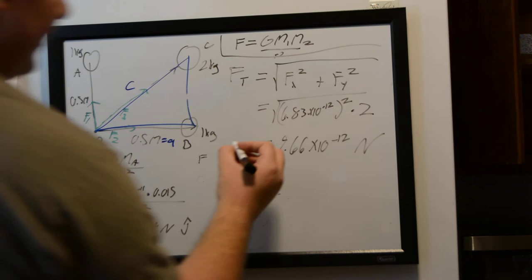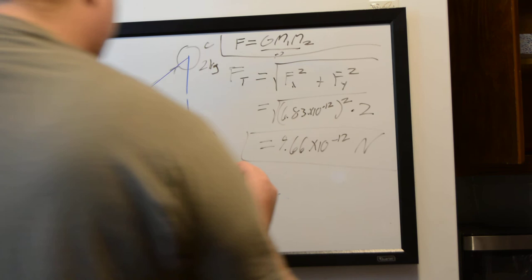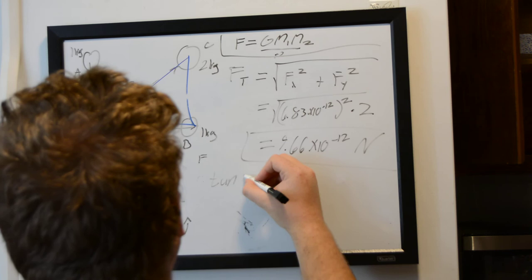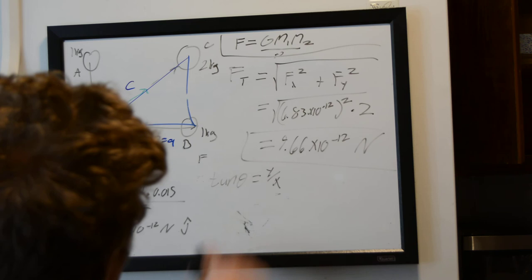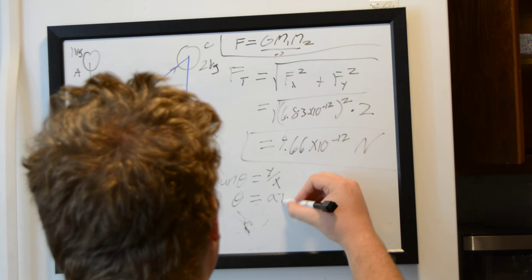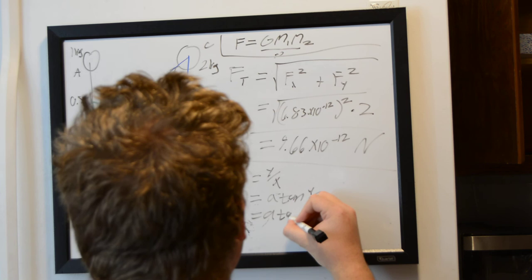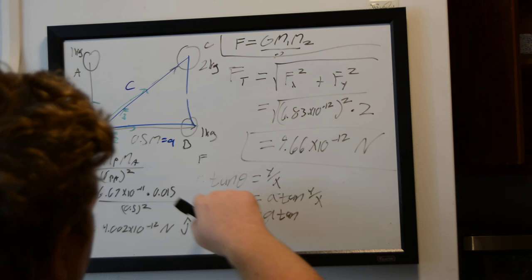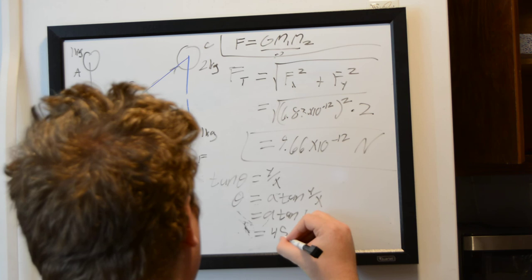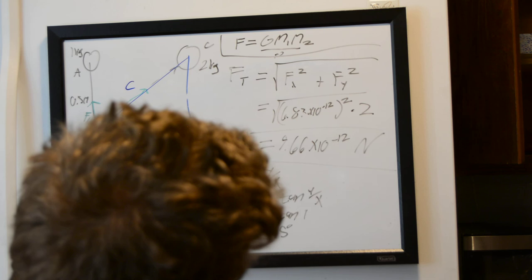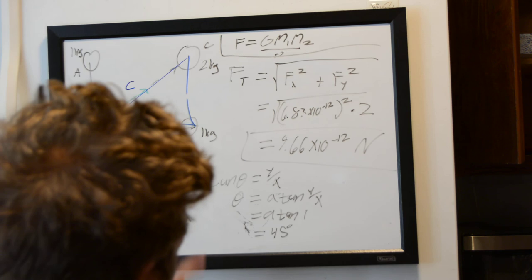The second part's pretty simple. We know from trig that the tangent of theta is equal to y over x. So to find the direction of our force here, we can just take the inverse tangent of both sides and have theta is equal to inverse tangent of y over x, which is equal to the inverse tangent of our y over x components, which we know are the same, so that just becomes inverse tangent of 1, which is 45 degrees. And that gives us the magnitude of our total force from these three particles and the direction. Yeah, 45 degrees.